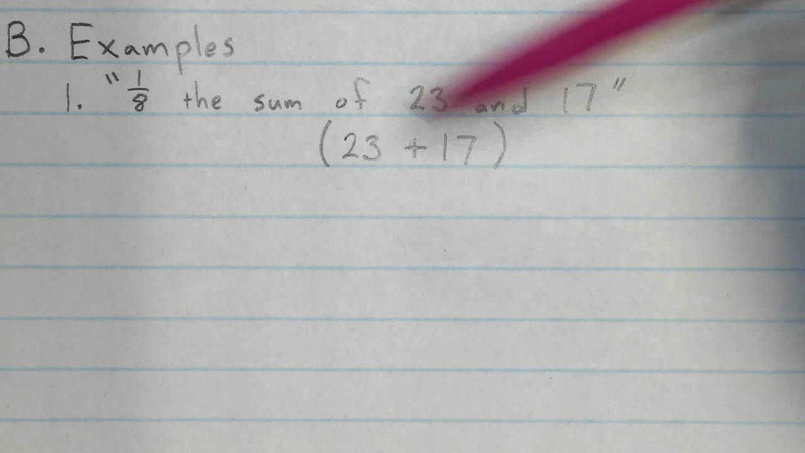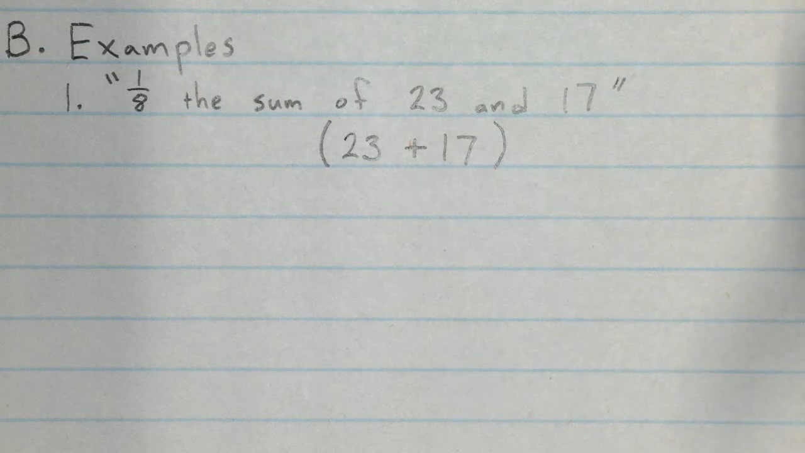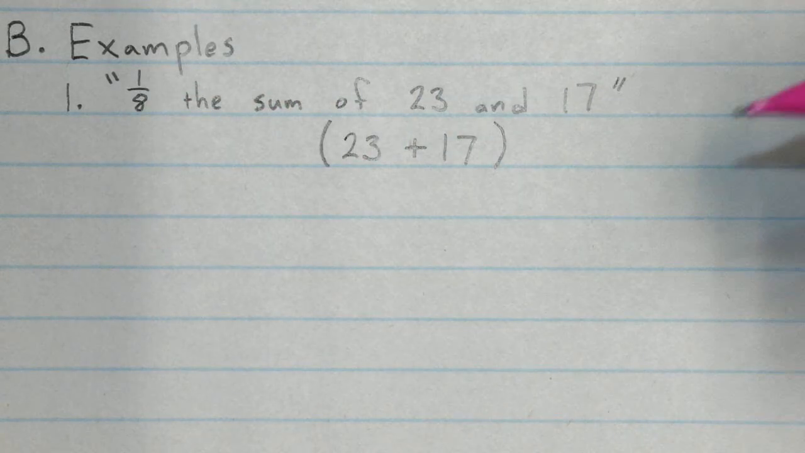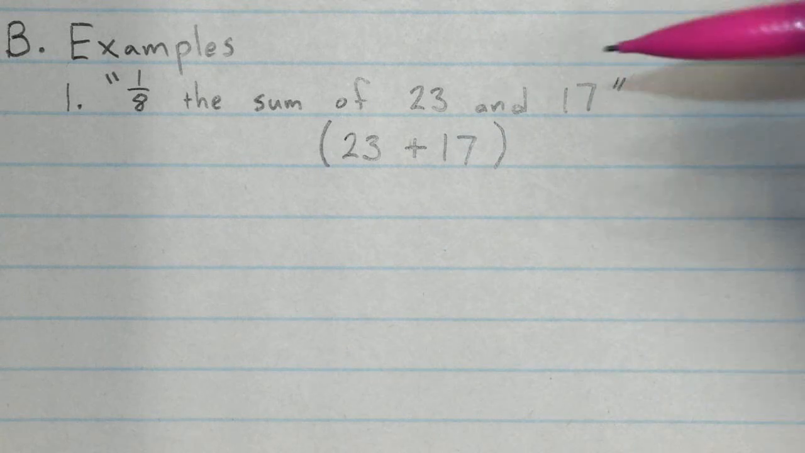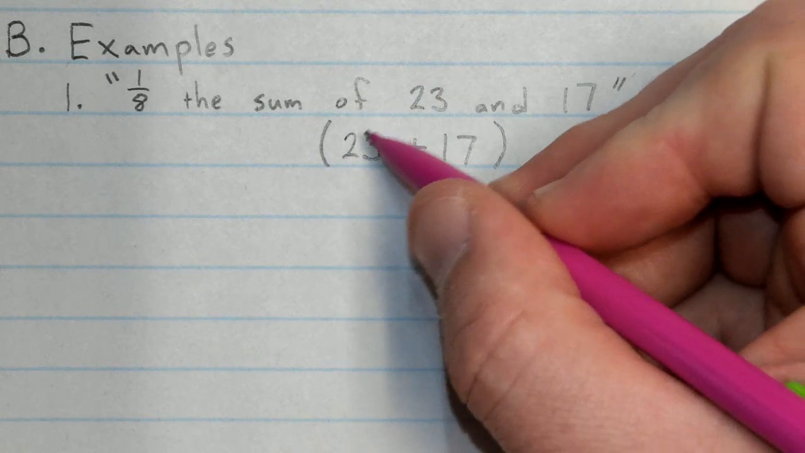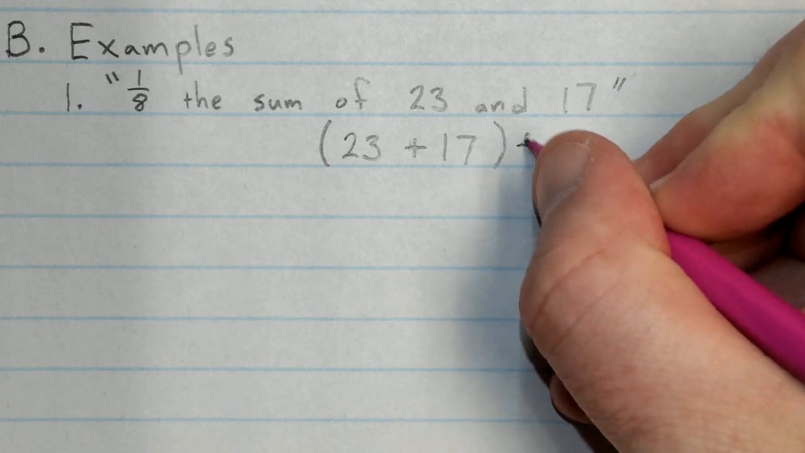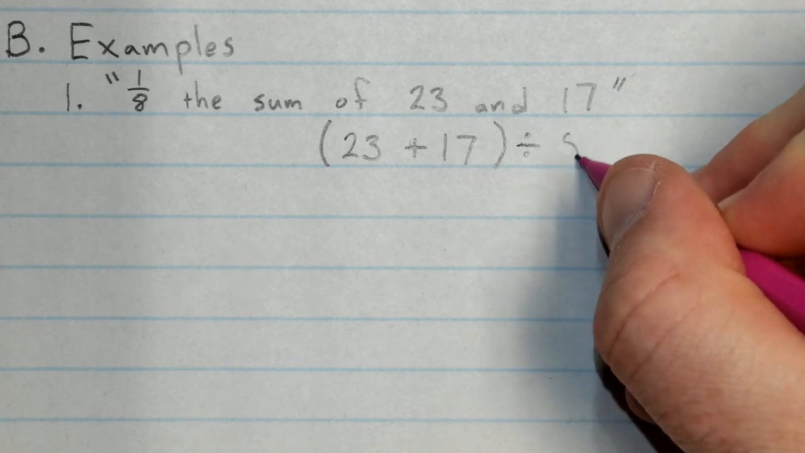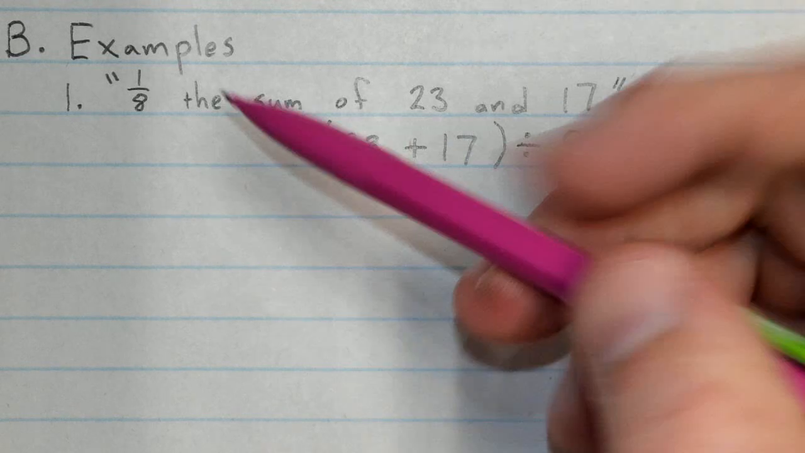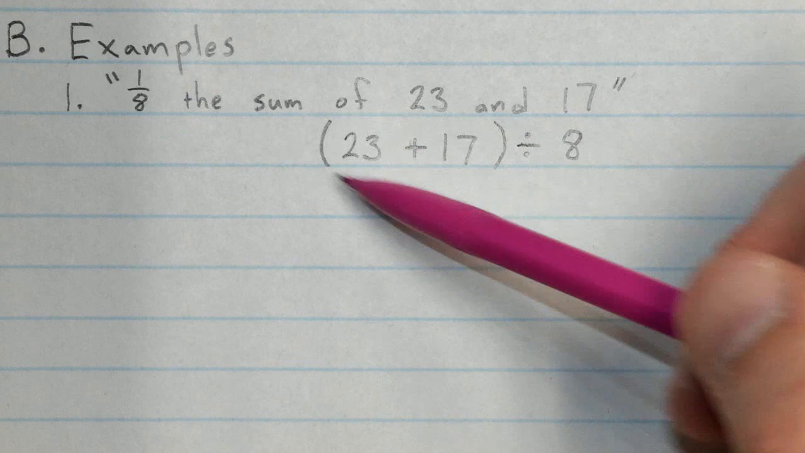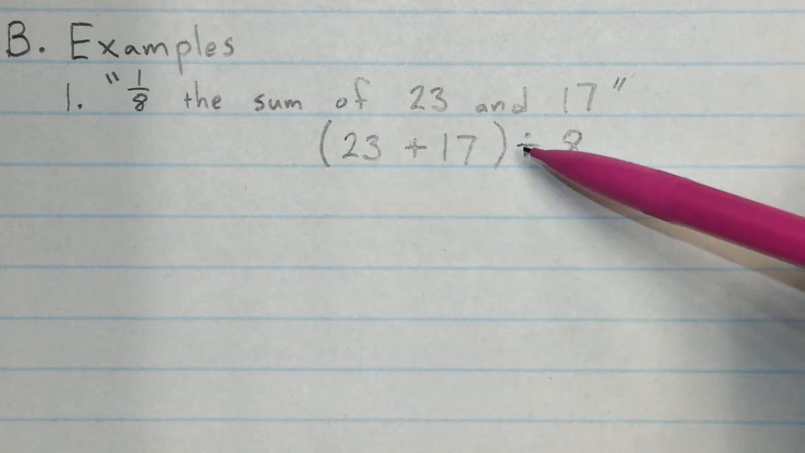Now 1/8 the sum of. This is where things get a little tricky. We've talked about finding 1/8 of something. You can do this two ways. You can take 23 plus 17, this sum, and you can divide it into 8 equal parts. Because remember, fractions are division. 1/8 is this one whole thing, 40, divided by 8.